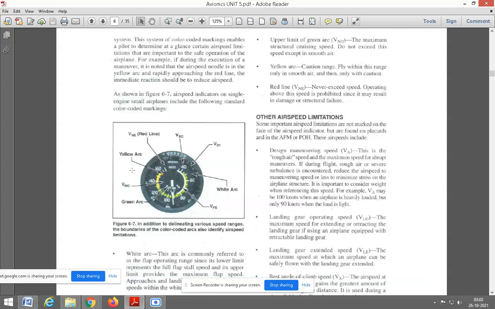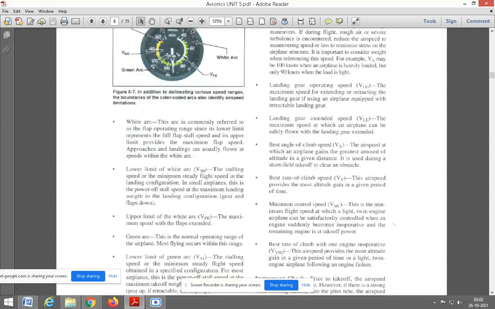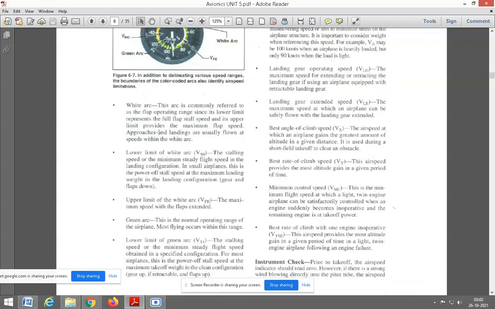Here they are using the colors white, green arc and yellow arc for representing or identifying the airspeed limitations. So three colors are used: white arc, yellow arc and green arc. Each arc has a limitation, an airspeed limitation. Let's see what it is. So, white arc. This arc is commonly referred to as the flap operating range since its lower limit represents the full flap stall speed and its upper limit provides the maximum flap speed.